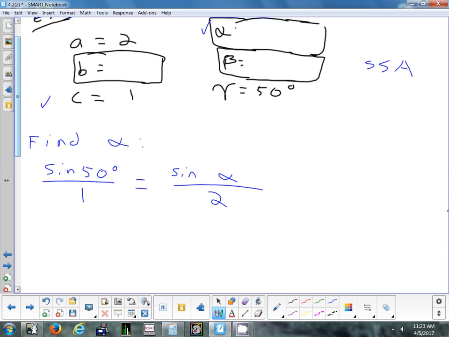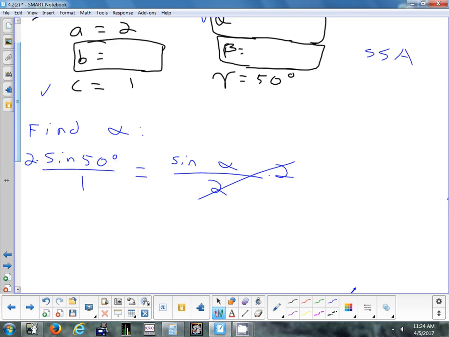Okay, and normally I would cross multiply, but I don't even need to do that much work. All I really need to do is double each side, and that gets sine alpha by itself. So I've got 2 sine 50, I'm not going to write divided by 1, which is 2 sine 50, equals sine alpha.